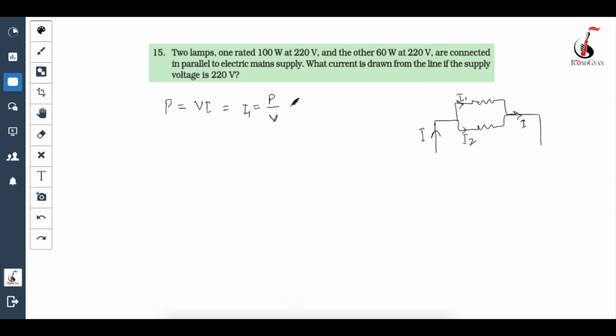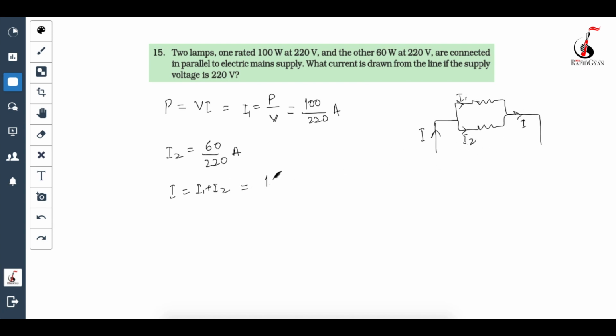So I1 in the first case: power is 100 watt, so this will be 100 upon 220 ampere. And similarly I2 will be P upon V, so in this case it's 60 upon 220 ampere. So what will be your total current? Total current is nothing but simply I1 plus I2. See here, I will be equal to I1 plus I2.